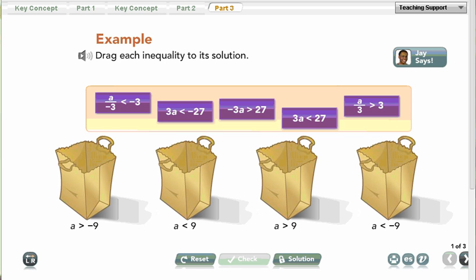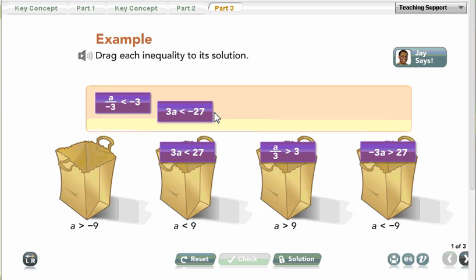Ladies and gentlemen, you need to pause the video for a second while you try to decide which bag each of these inequalities belongs to. Okay, ladies and gentlemen, as you're looking, you're going to notice I didn't answer the first bag, and we'll come back to that one in a second.